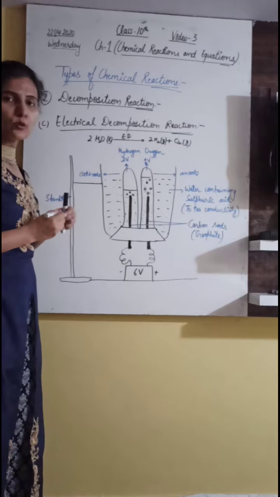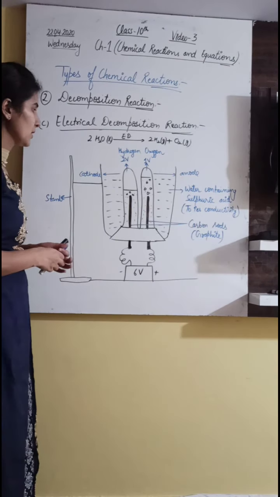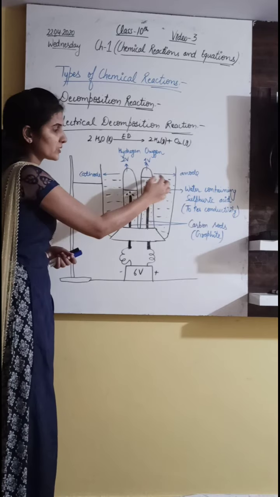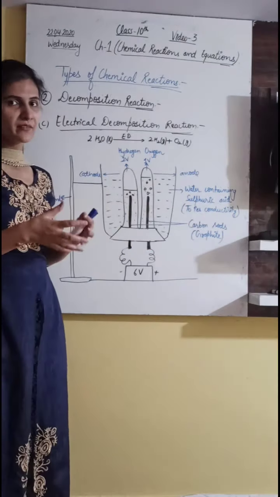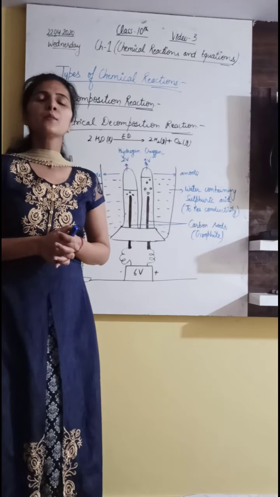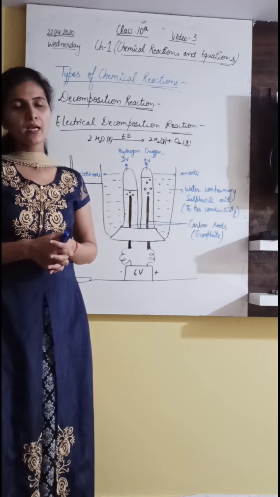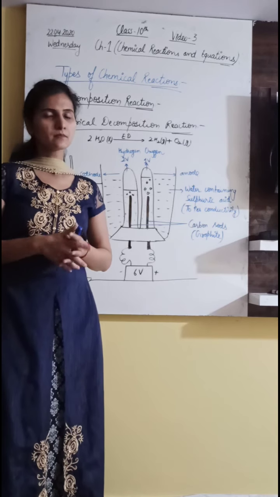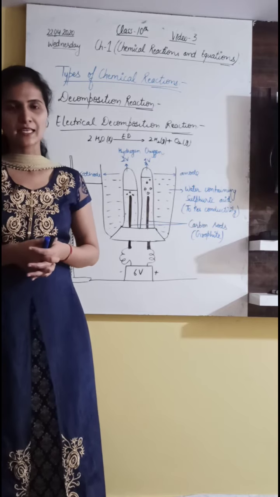So yes, cathode and anode. Anode means positive terminal, cathode means negative terminal. This is the water, in which we have added a small amount of sulfuric acid. Why have we added the sulfuric acid? Because it will enhance the conducting power of this water. How it will enhance, we will explain in detail in the acids and bases second chapter.